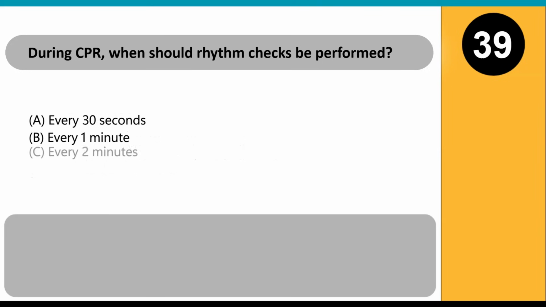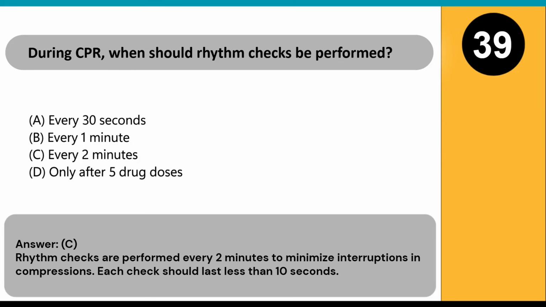During CPR, when should rhythm checks be performed? A. Every 30 seconds. B. Every 1 minute. C. Every 2 minutes. D. Only after 5 drug doses. Answer: C. Rhythm checks are performed every 2 minutes to minimize interruptions in compressions. Each check should last less than 10 seconds.